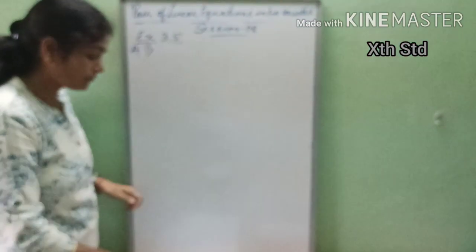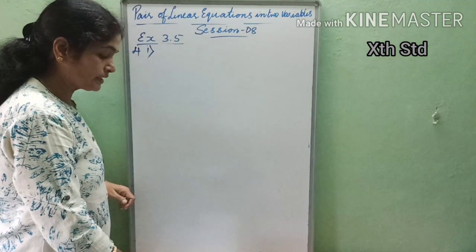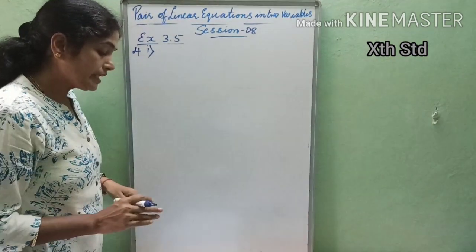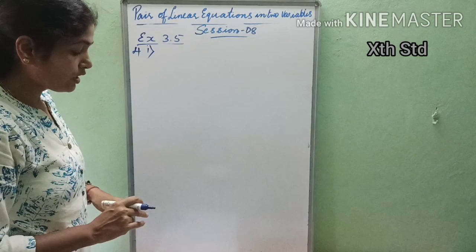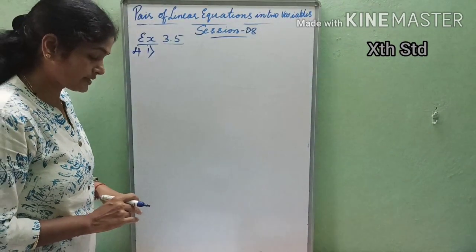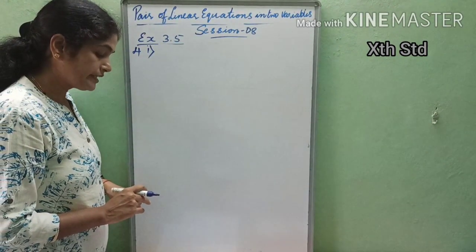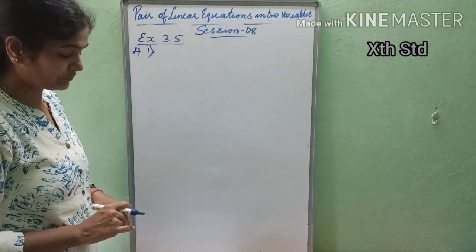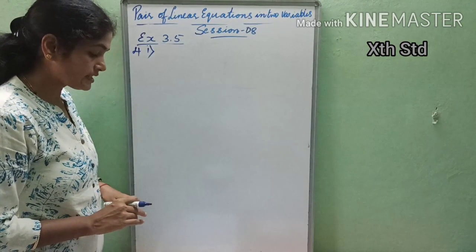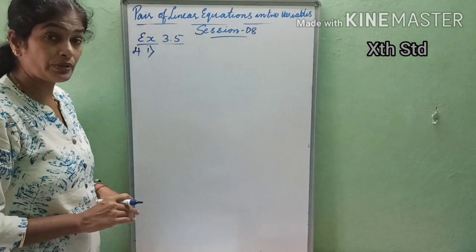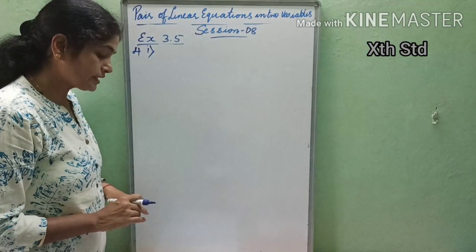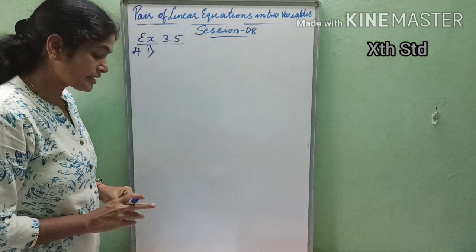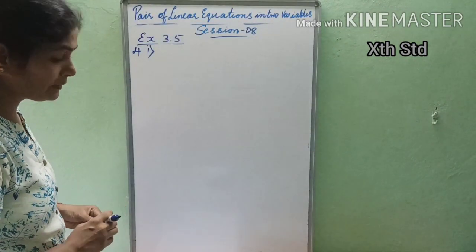So what does the first problem say? A part of monthly hostel charges is fixed and the remaining depends upon the number of days one has taken food in the mess. When a student A takes food for 20 days, she has to pay rupees 1000 as hostel charges, whereas a student B who takes food for 26 days pays rupees 1180 as hostel charges. Find the fixed charge and the cost of food per day.